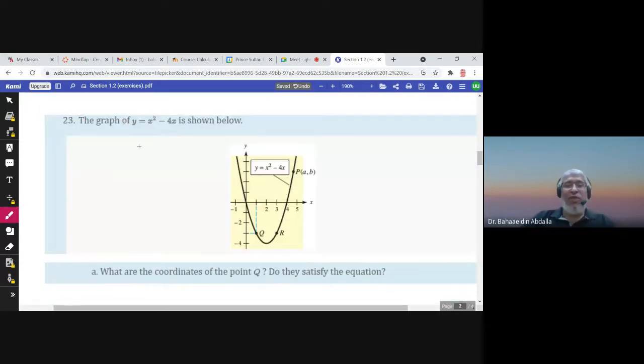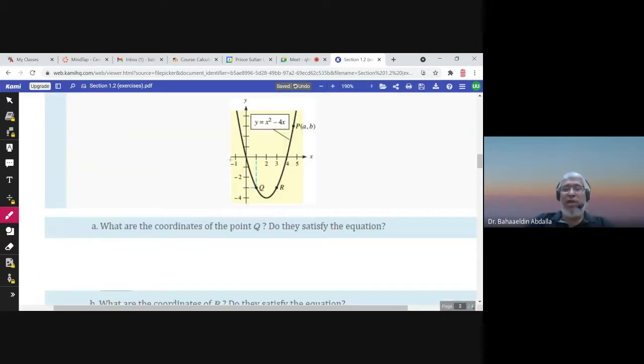Question 23. The graph of y equals x squared minus 4x is shown below. So it's a parabola, as you can see. Whenever you have a quadratic equation, ax squared plus bx plus c, the graph is a parabola. What are the coordinates of the point Q? Well, this is the point Q.